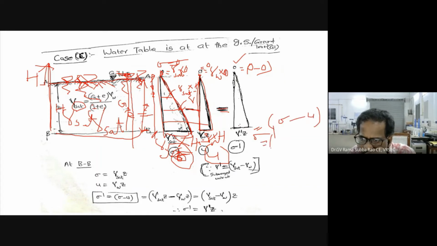Now let us write gamma sat into H minus gamma of water into H. What does it give now? Z is common here, H is common. Gamma sat minus gamma W, into H altogether. Now what is gamma sat minus gamma W? This one is gamma submerged.